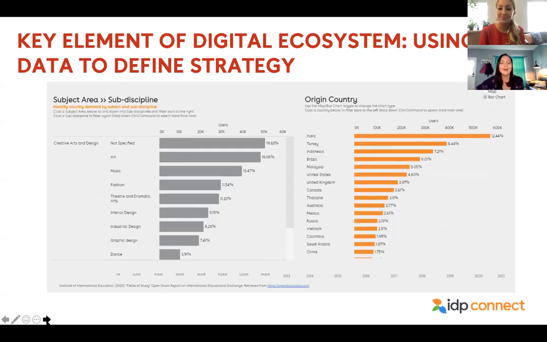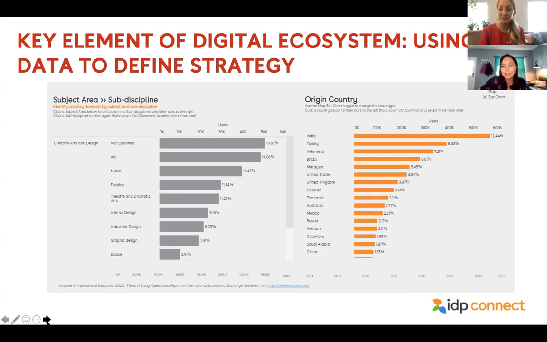Okay, thank you. What we're looking at here is our demand tracker tool through IDP Connect. IDP Connect takes the Open Doors information, but it then builds upon that, because what we're looking at here is international students that are searching in real time. So I wanted to look specifically at the students that are searching across our sites, specifically at programs that fall under creative art and design.